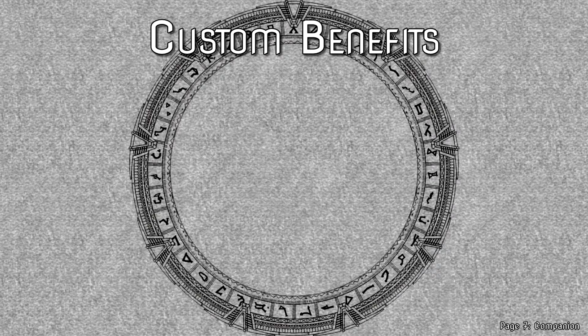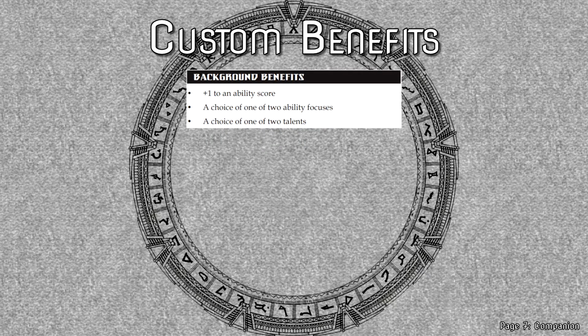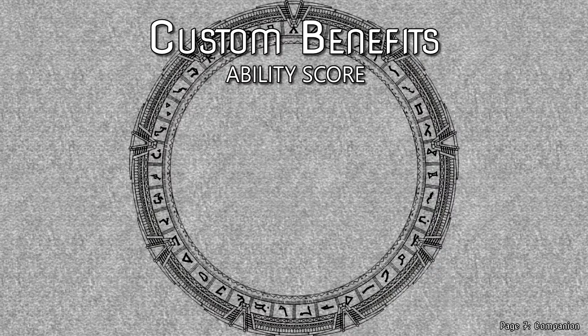So when creating a new background, the last step is to build a custom benefit table for this background. The current custom benefit table is as follows. You get a +1 on an ability score, a choice of 1 out of 2 ability focuses, a choice of 1 out of 2 talents, and you get to roll on the benefit table for the background for 1 additional benefit. For the ability score, we are going to have a base of +1 constitution. This shows the symbiote's extra healing and extra longevity that they give to the Jaffa.